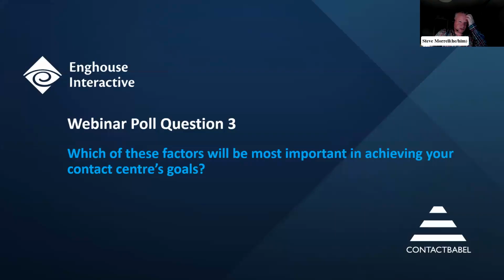So a final poll question. Absolutely. Some really interesting data there, Steve. Which of these factors will be most important in achieving your contact centre's goals? And it's a slightly differently nuanced question. Single choice: is it agent empowerment? Is it remote hybrid working? Is it the increased use of self-service? Is it moving to cloud-based solutions, or moving from telephony to digital channels?